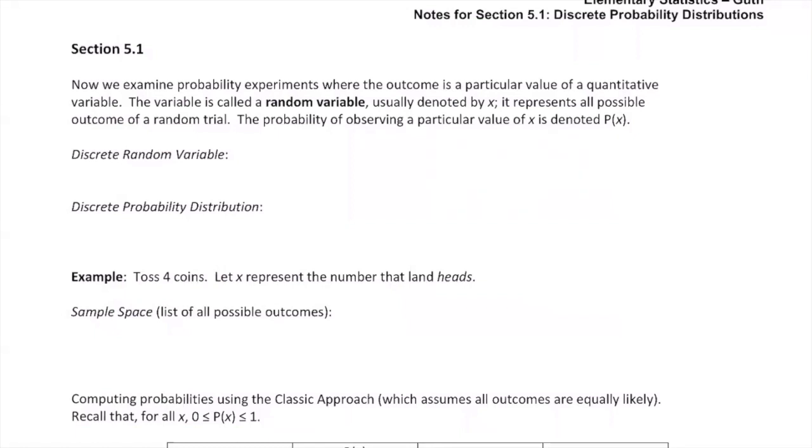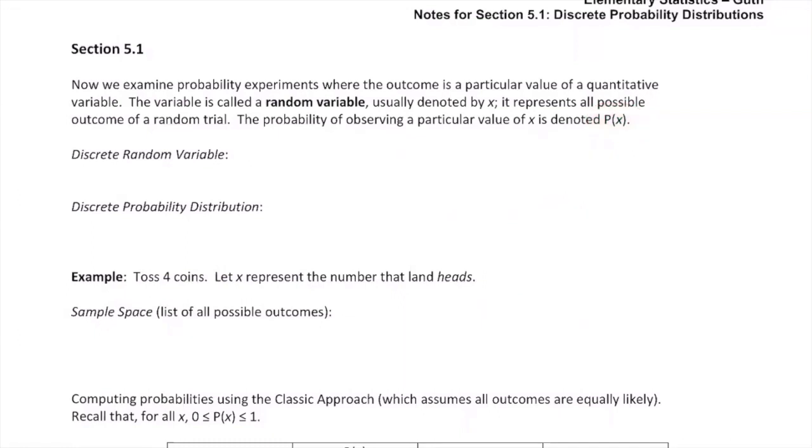So basically, the outcomes are always a number, and the number is always a quantity. And you'll see an example here. The variable is usually denoted by an X. It represents all possible outcomes for a random trial or an observation. The probability of observing a particular value of X is denoted P of X down here. Okay, any questions?